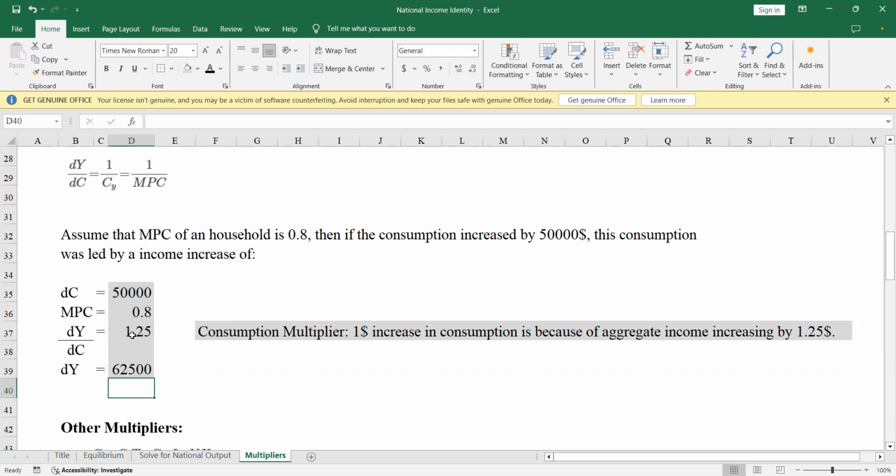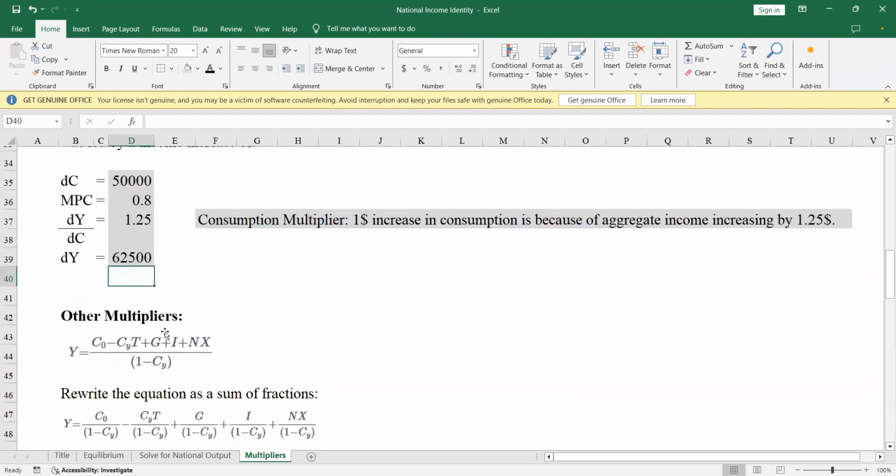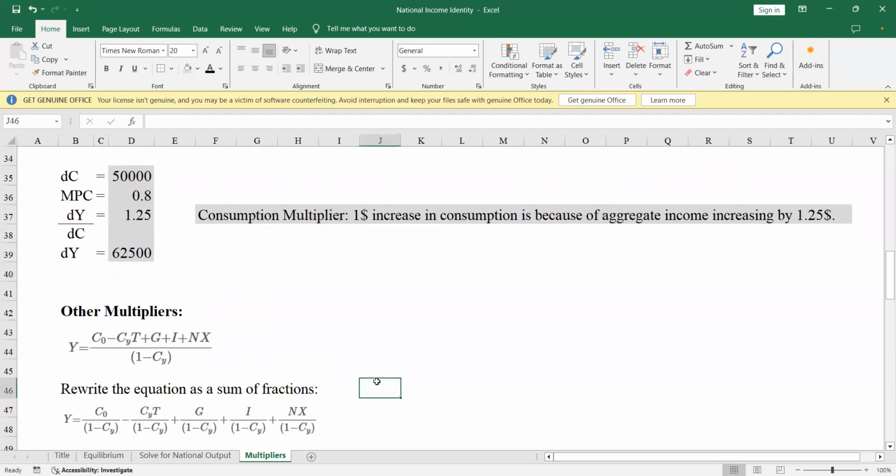So this is the benefit of studying multipliers. You can see the impact of one variable's increase or decrease on the entire output. Similarly, we can look at the other multipliers.